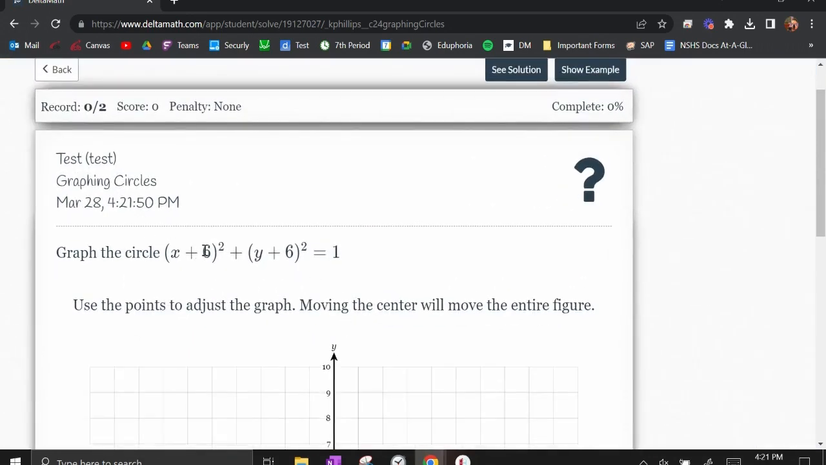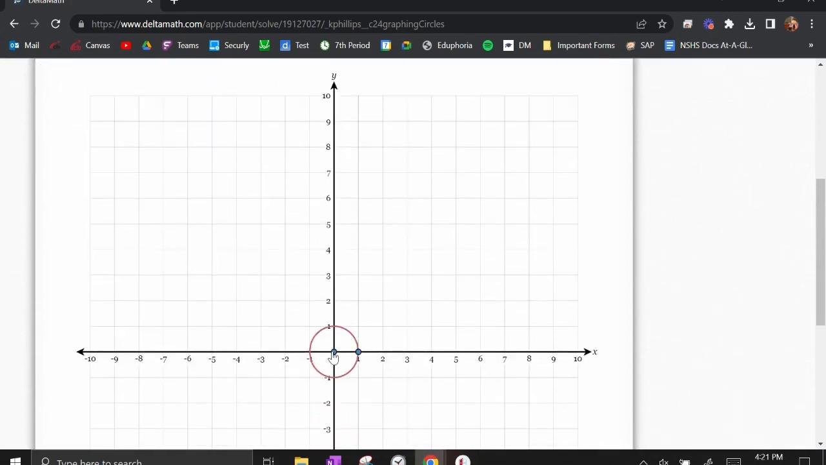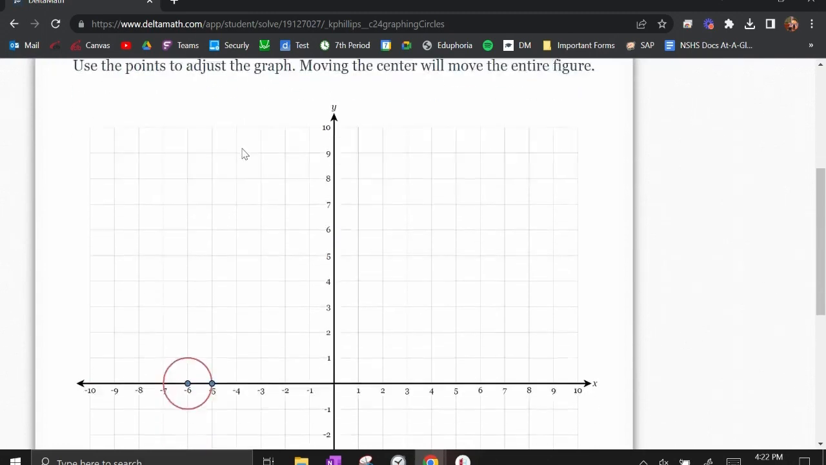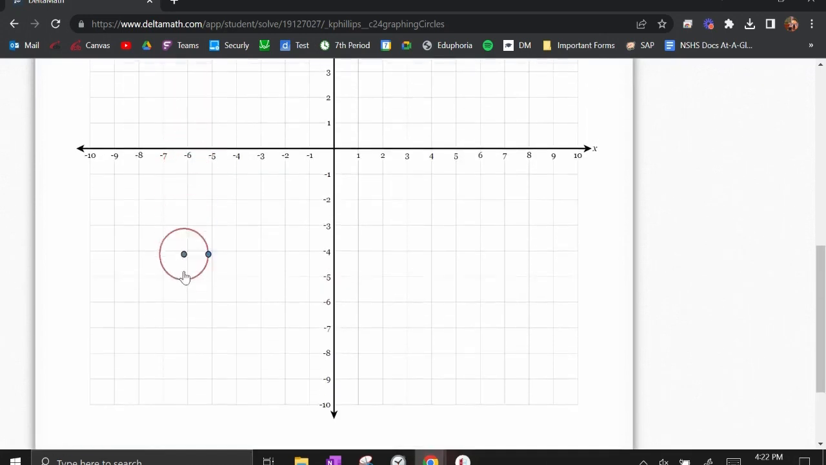Okay, we're going to flip the signs of h and k. So we have a positive 6, so the value of x is going to be negative 6. And then we have a positive 6 for the k coordinate, so that's going to be a negative 6 for the y value. So the coordinate of the center would be negative 6 comma negative 6. And we'll just get that as close as we can.